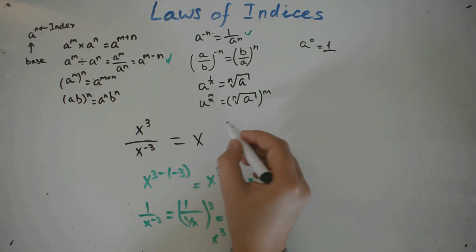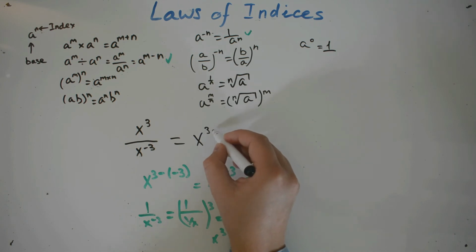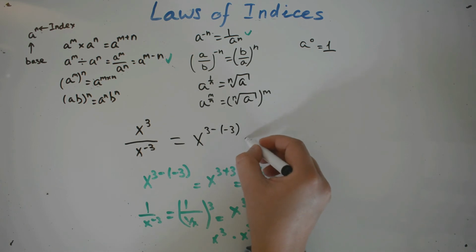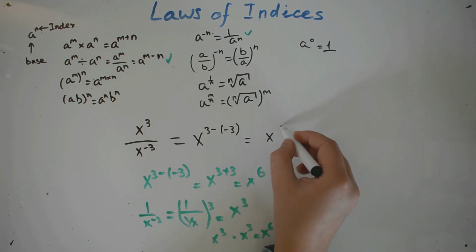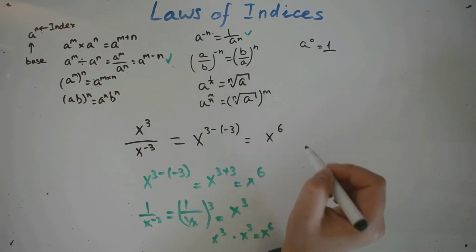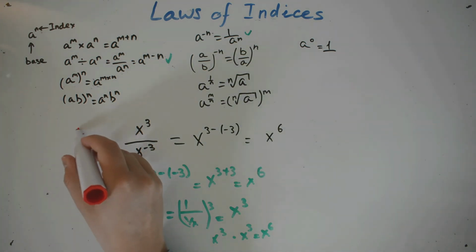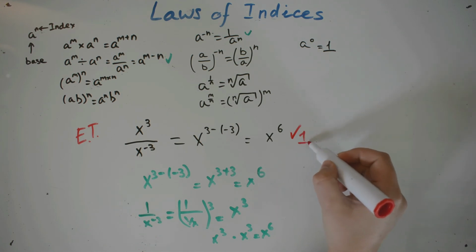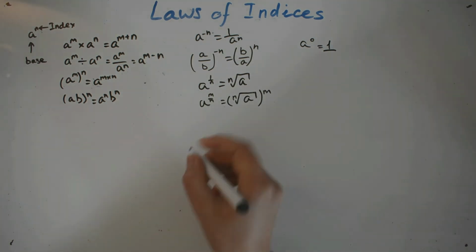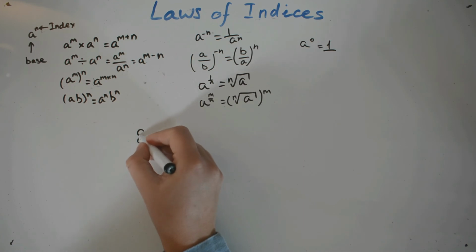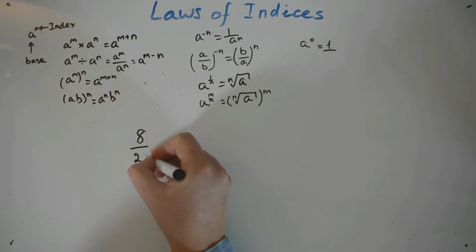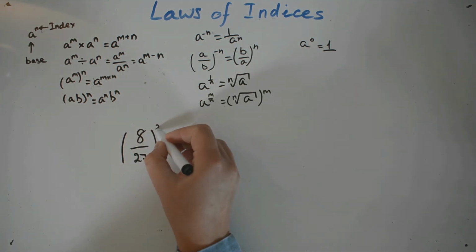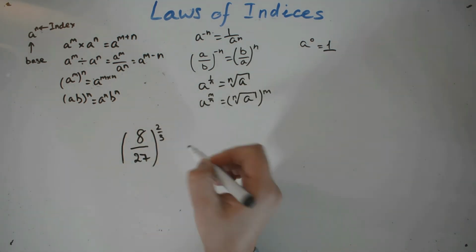So as one of my steps, I'm gonna use the first method, so I'm gonna write my powers, and then the final answer, x to the power of 6. Exam techniques, you're just gonna get 1 mark for the final answer. And now our final example number 6, we will have 8 over 27 to the power of 2 over 3.